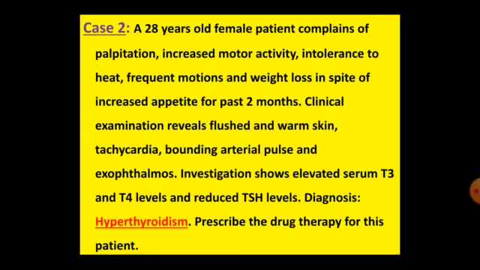Now the next is a case of hyperthyroidism. A 28 years old female patient complains of palpitation, increased motor activity, intolerance to heat, frequent motions and weight loss in spite of increased appetite for past 2 months. Clinical examination reveals flushed and warm skin, tachycardia, pounding arterial pulse, and exophthalmos. Investigation shows elevated serum T3 and T4 levels and reduced TSH levels. The diagnosis is hyperthyroidism and you have to prescribe drug therapy for this patient.